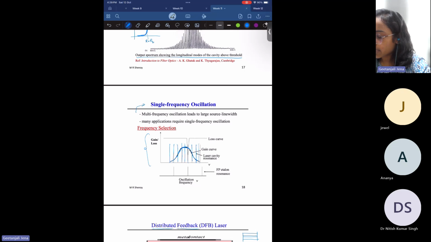And for a laser to oscillate, the gain should be greater than the loss. So for single frequency oscillation, we need the losses in the other longitudinal modes to be higher than the losses at the frequency where we want to oscillate. So let us say we want to oscillate around this frequency. So we need a loss curve like this. We need the loss at this frequency to be lower than the gain, so that amplification can happen whenever we operate the system. So these are the concepts that we have earlier seen for single frequency oscillation.